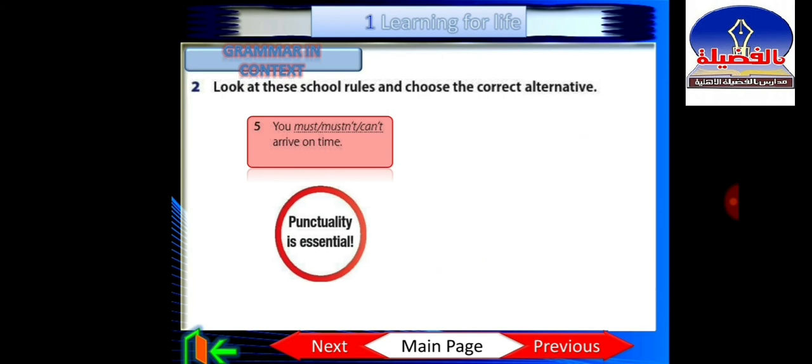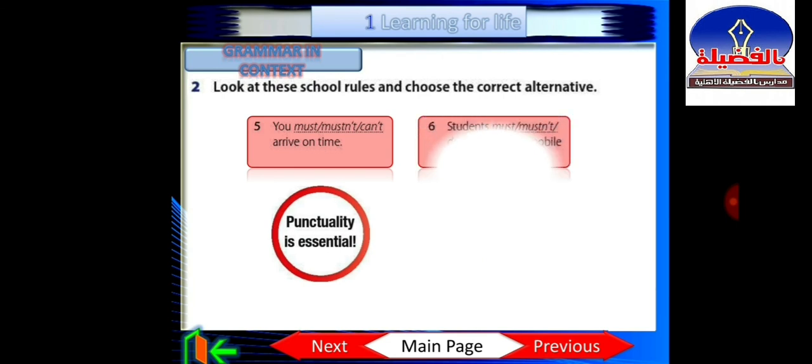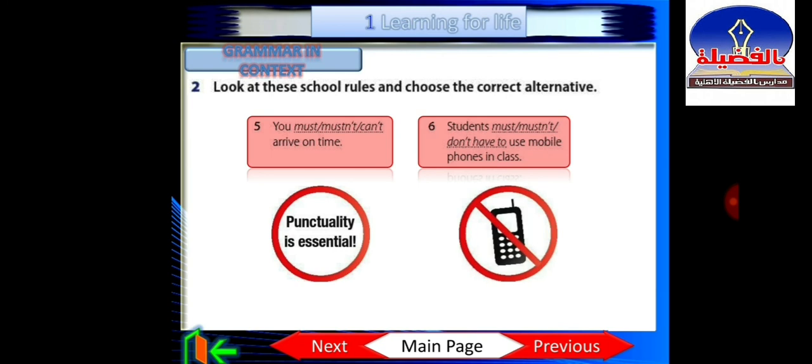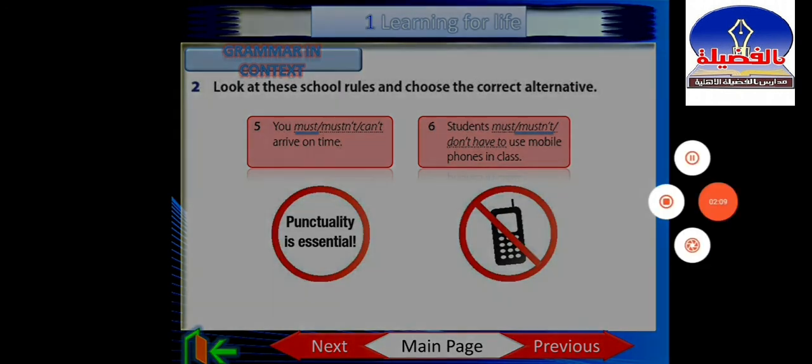5. You mustn't, or can't arrive on time. The answer is yes, you must arrive on time. The last one, students mustn't, or don't have to use mobile phones in class. The correct answer is mustn't. Thank you.